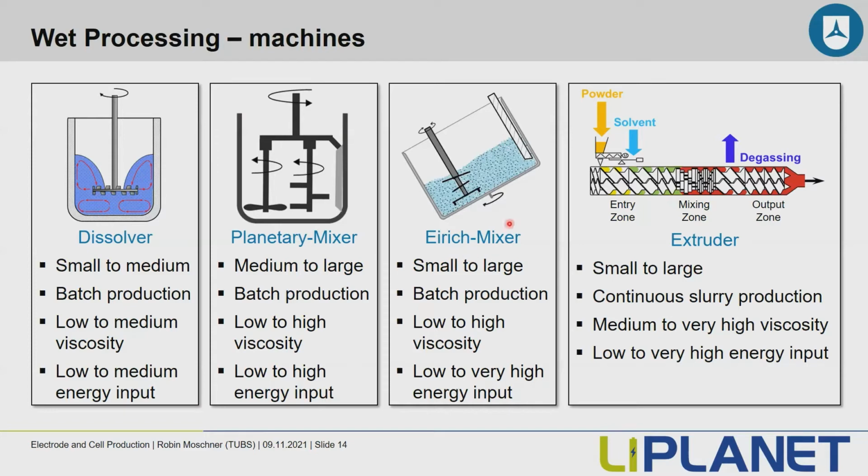And then we have the Eirich mixer again, which is not only a dry mixing device, but a combined mixing device, on a scale from small to large for batch production. It can also handle low to high viscosities, and has a low to very high energy input. And at last, the one continuous slurry production device in this list, the extruder, which can handle medium to very high viscosities up to almost solid mixtures with very low solvent content, and can have a low to very high energy input.